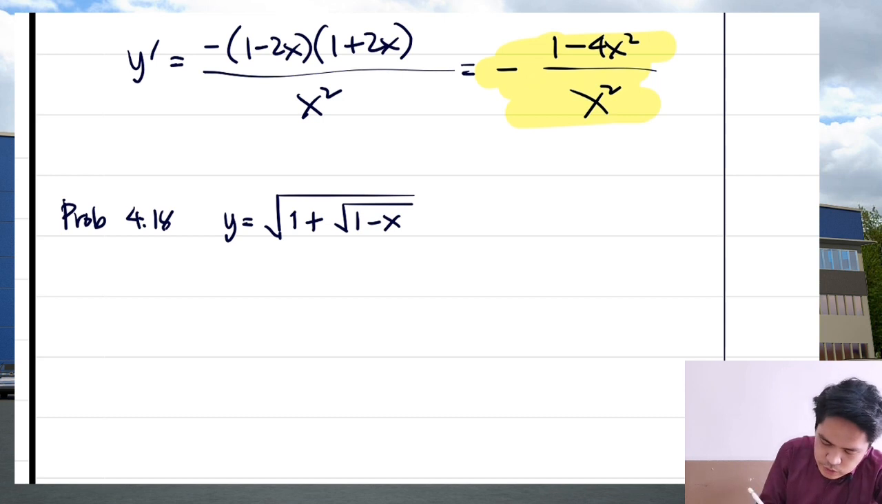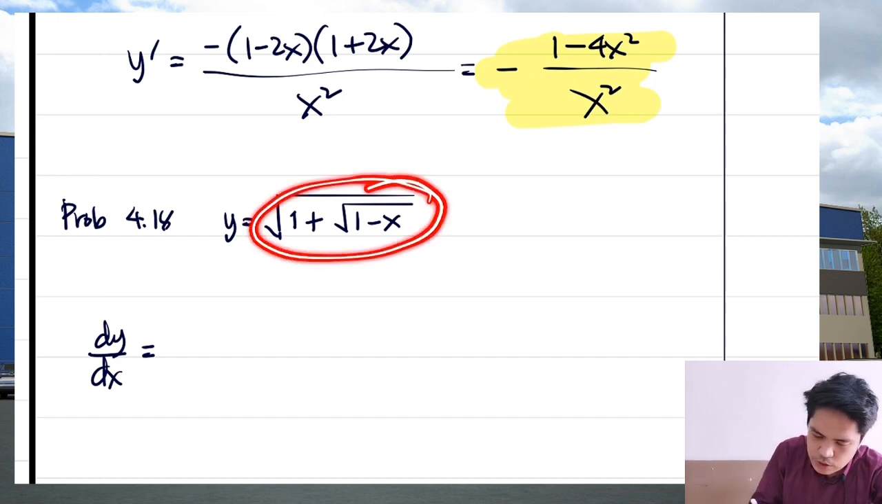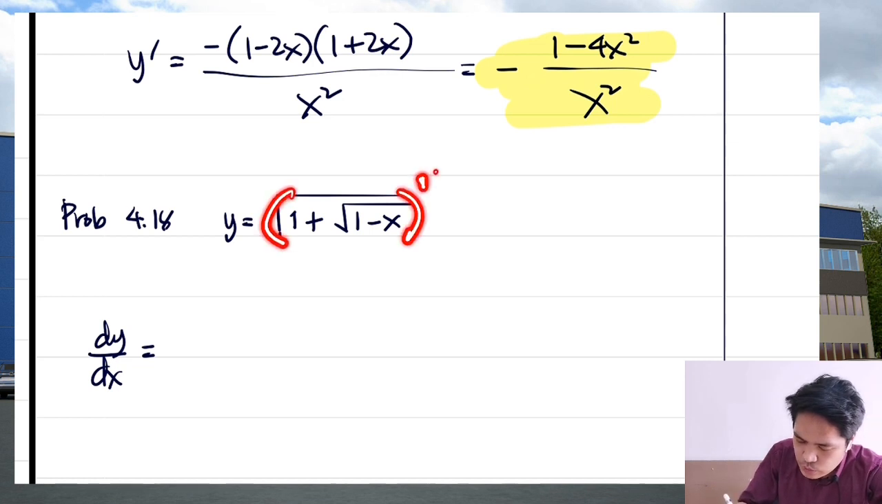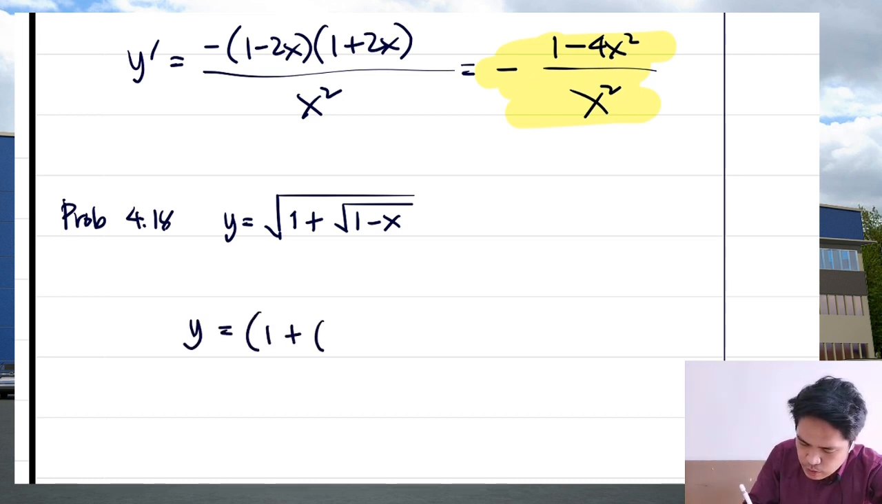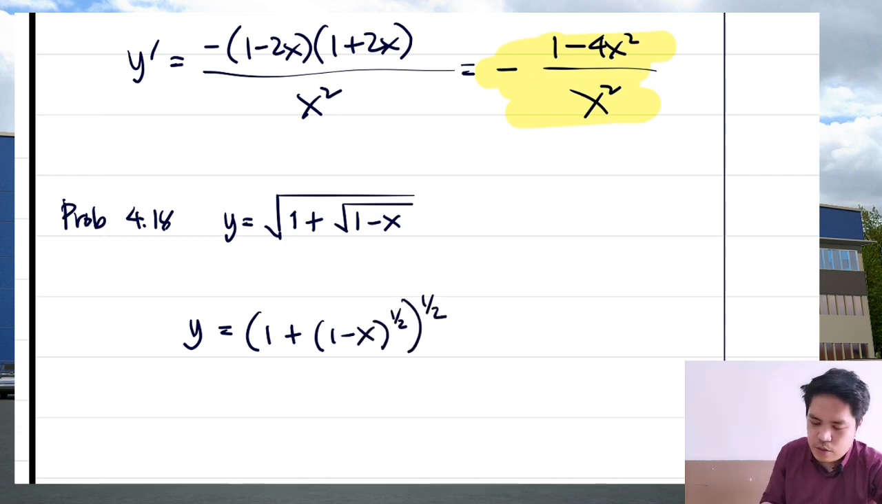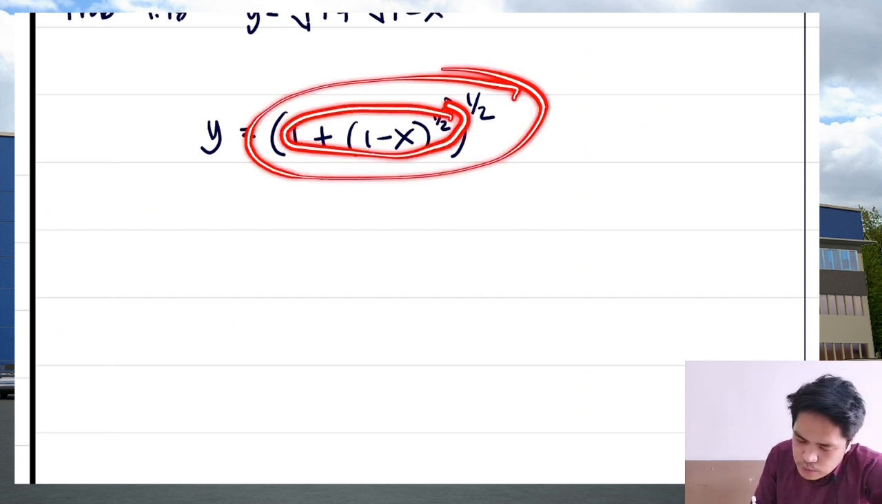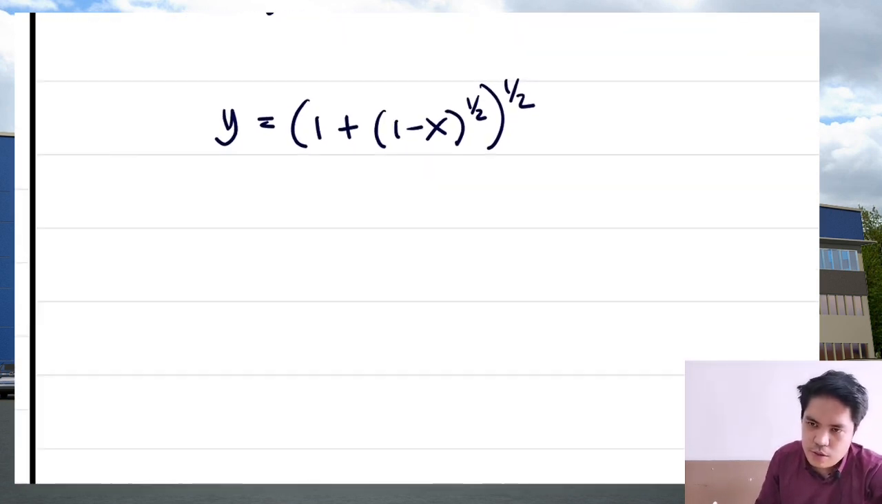Okay. So we'll start with, of course, dy over dx. That's equal to, let's start with the derivative of the mother. So we could rewrite this as raised to 1/2, right? How about if we rewrite this as y equal to 1 plus 1 minus x raised to 1/2 raised to 1/2. We can do that to make it easier. Then we take this as the mother, the baby, and the worm of the baby.